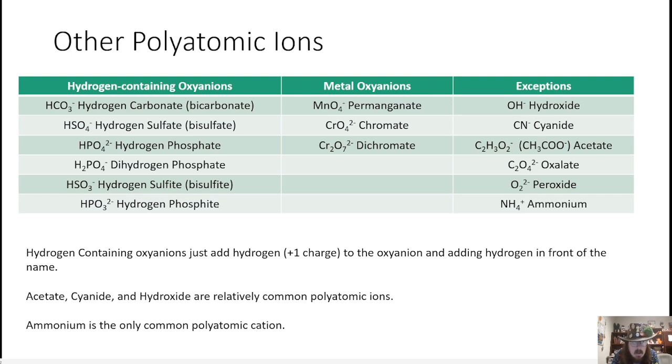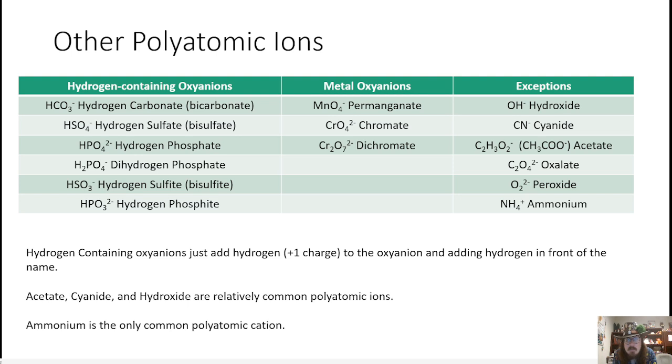Bisulfate. Now, hydrogen phosphate, because phosphorus is 3-, it becomes HPO4 2-, hydrogen phosphate. However, because one more does not make this neutral, we can add a second hydrogen, and that becomes dihydrogen phosphate. So 2 hydrogens and a phosphorus and the phosphate. We can do the same with hydrogen sulfite and hydrogen phosphite, but it's the same general idea.